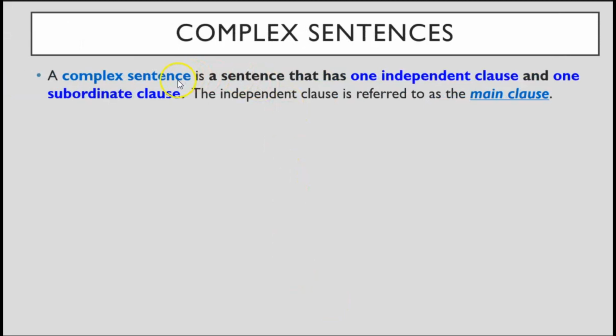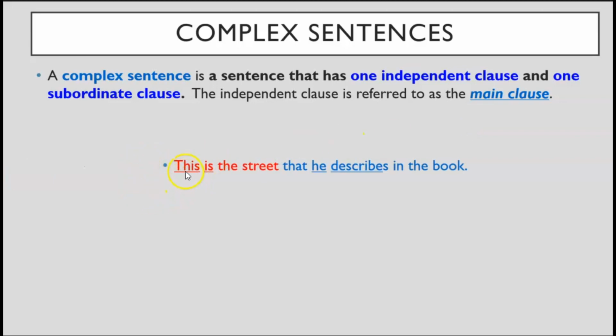So when we have a subordinate clause with an independent clause, we have a complex sentence. So we've looked at compound sentences, which has two independent clauses, two simple sentences joined together. A complex sentence has two unequal clauses. So we have an independent clause, a clause that could stand on its own, and we have one that really can't. It needs the other clause to make sense. Okay? In this case, the independent clause is referred to as the main clause. It's the main clause in the sentence because it's the one that can stand on its own.